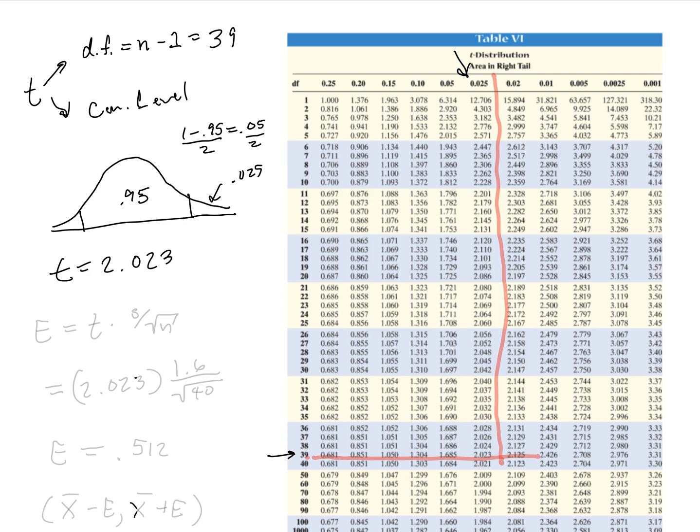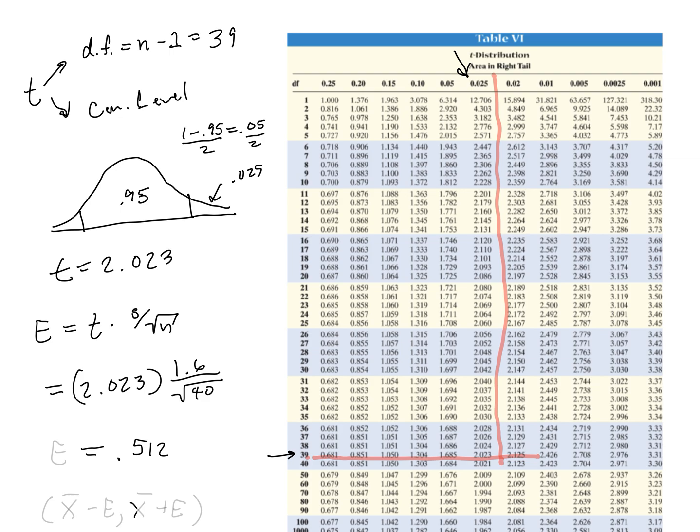And now we have our margin of error E is equal to t times the standard deviation for the sample over the square root of the sample size. So that's 2.023 times the standard deviation for our sample was 1.6 divided by the square root of the sample size. The sample size was 40. And so when we multiply those values together, we'll get a margin of error of 0.512.